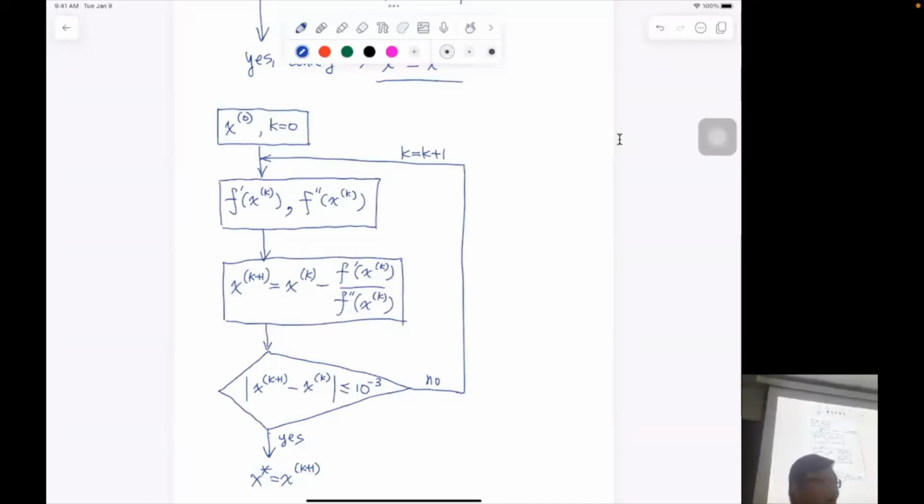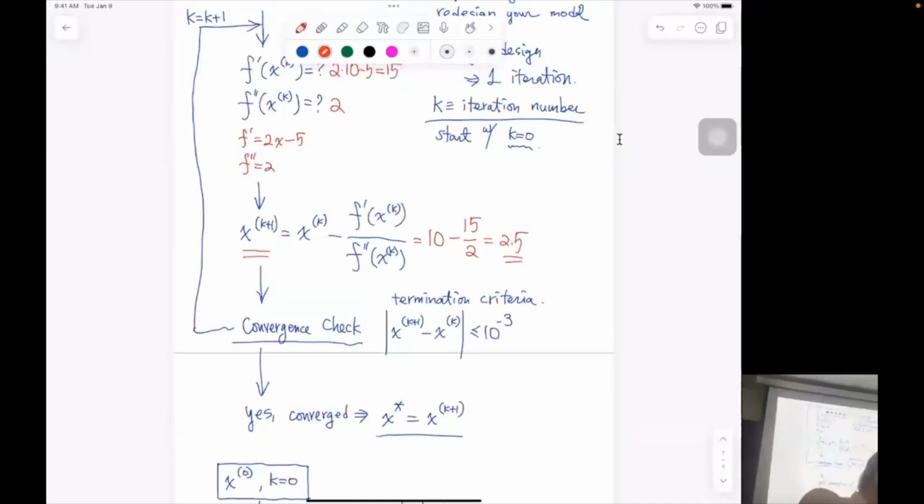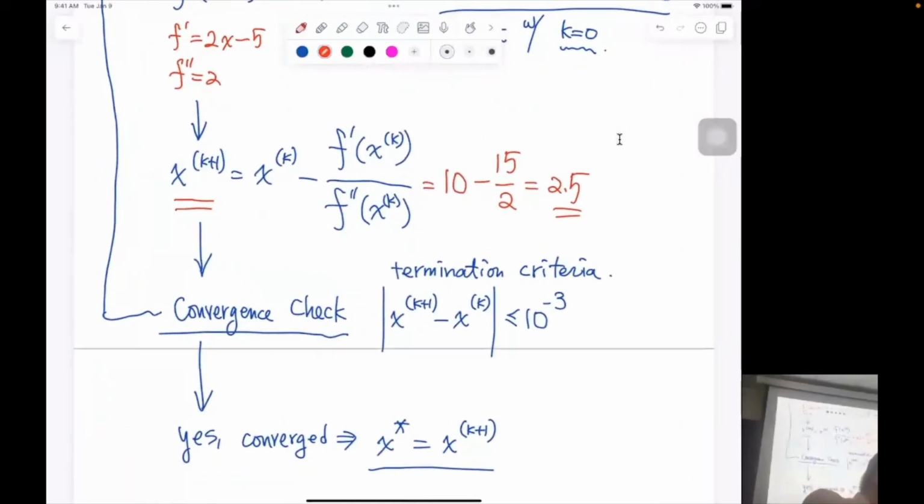And earlier, I already showed you one example. Now I'm going to continue the procedure to prove I got the solution. So earlier, I was here. My original design was 10. My new design was 2.5. So the absolute value gives me 7.5. It's larger than this small value. So not converged.